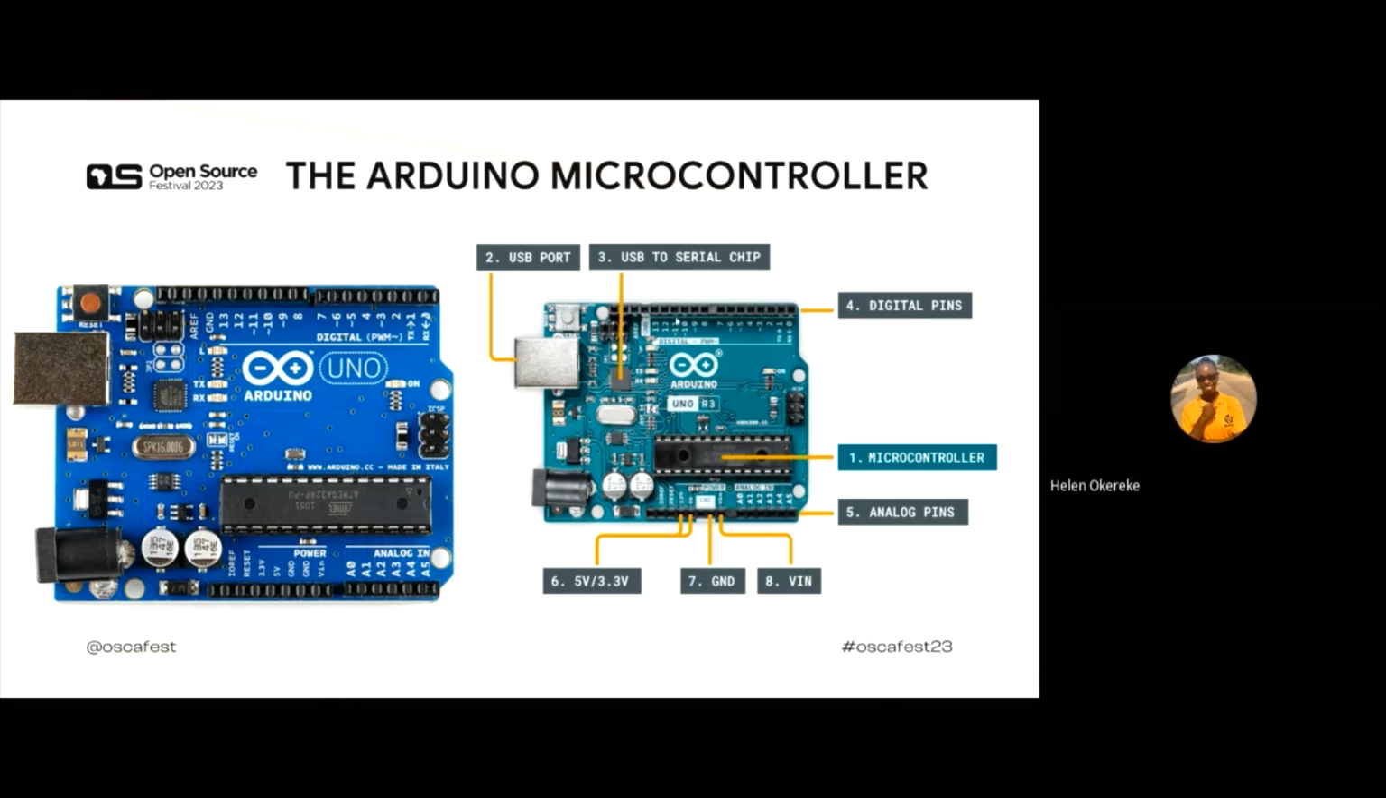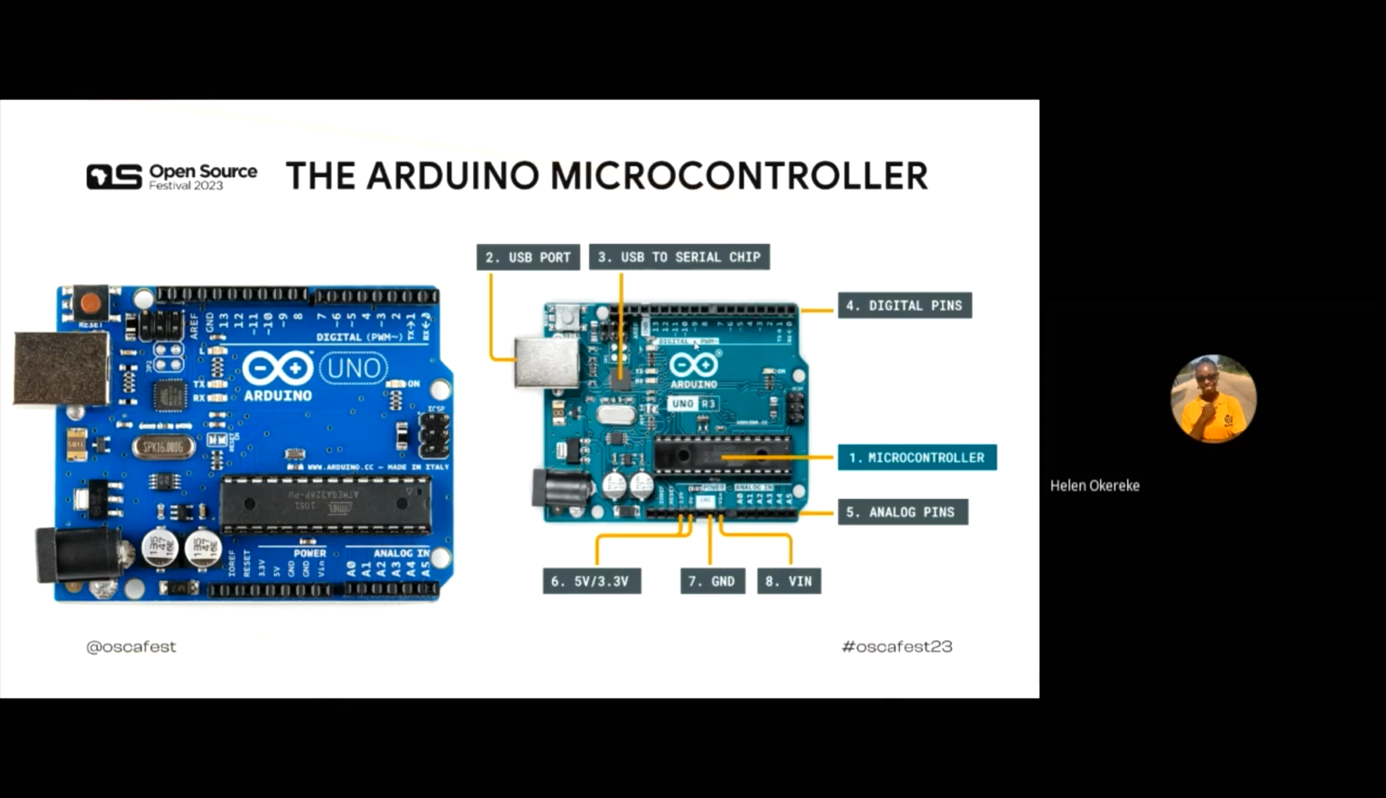The sign is in pin 11, in pin 10, pin 9, and also in pin 6. It's not in pin 8, it's not in pin 7. So I guess by now you should be able to identify what I'm talking about. Any pin that has this sign is called a pulse width modulation pin.